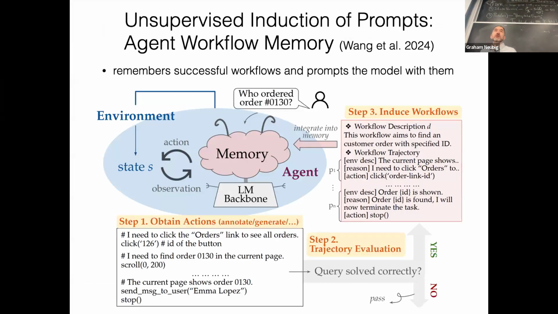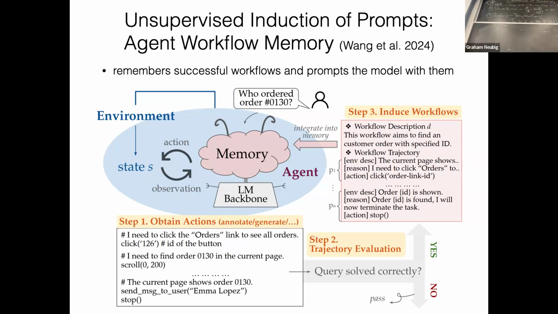Another example that we can do here is unsupervised induction of prompts like this. Generalization is the problem, so why can't we just induce these prompts automatically? The way we did this, in another paper by Zora who did the Trove work, was something very similar to Trove. But instead of inducing tools, we induce prompts for specific workflows that the agent wants to do.